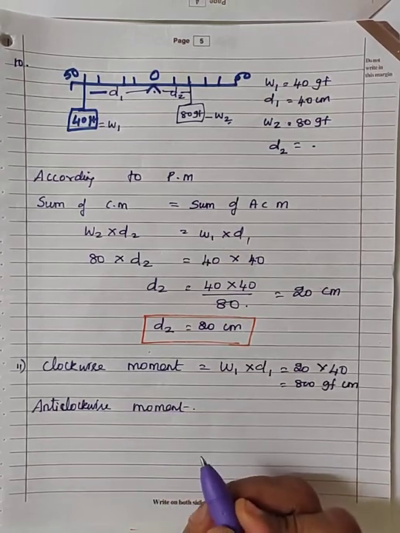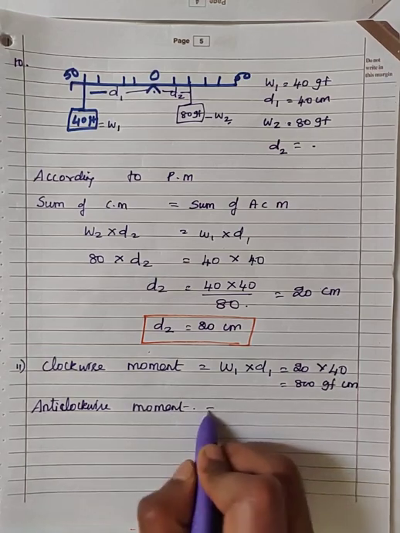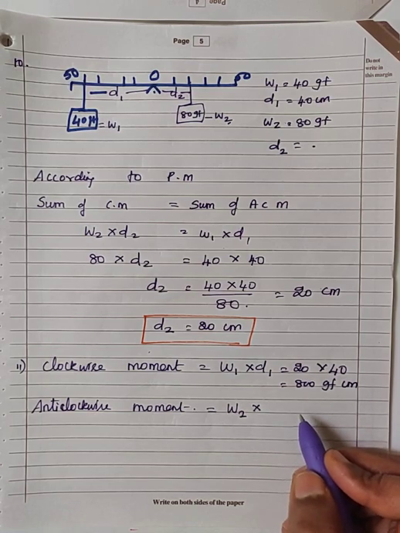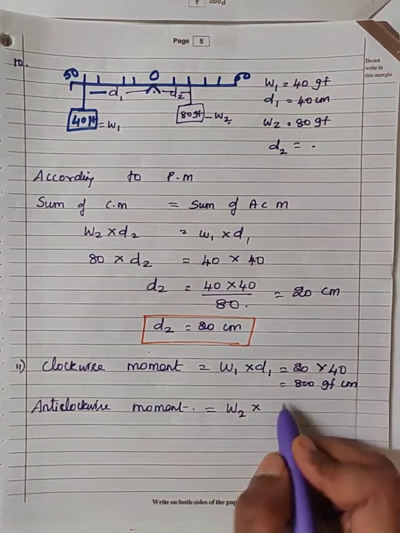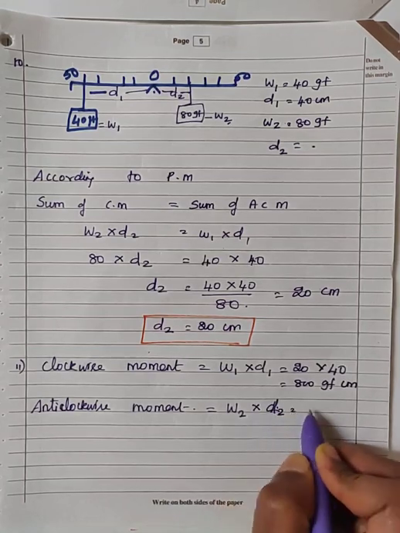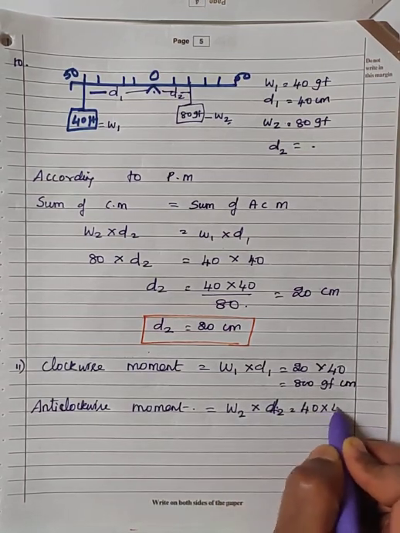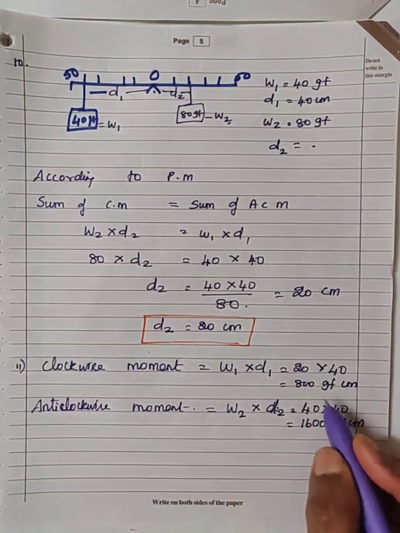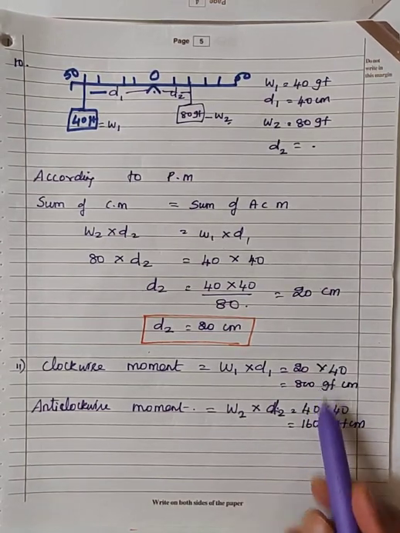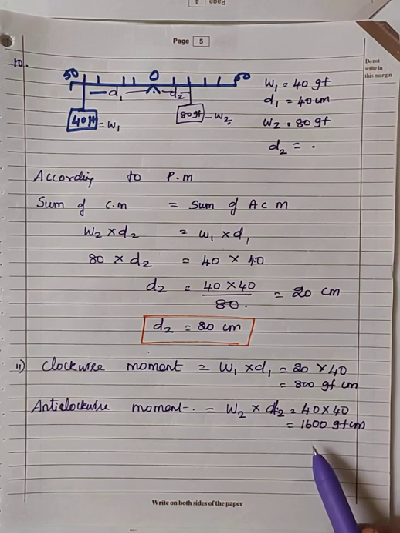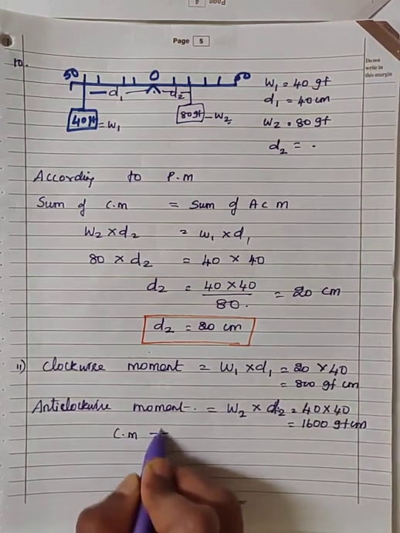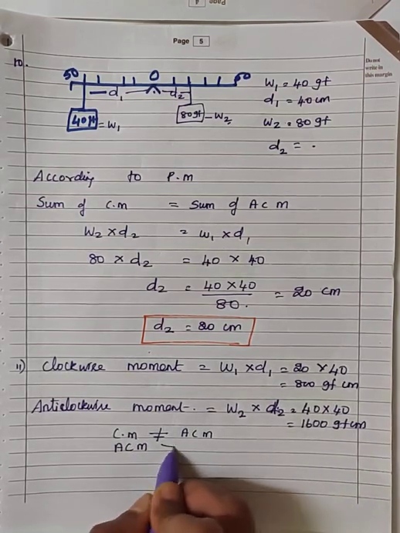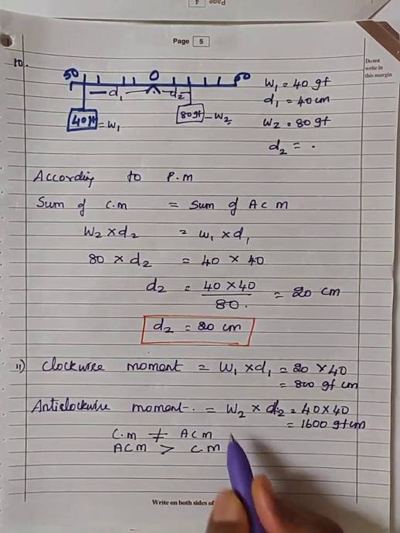According to the diagram, the 40 gram force will produce the anti-clockwise moment, which I take the 40 gram force as W2. The distance of separation of 40 gram force from the pivoted point, from the diagram, is equal to 40. That is D2 I take. So 40 into 40, which is equal to 1600 gram force centimeter. From the calculation you know that the clockwise moment is not equal to anti-clockwise moment, or I can write anti-clockwise moment is greater than clockwise moment. This is our result.